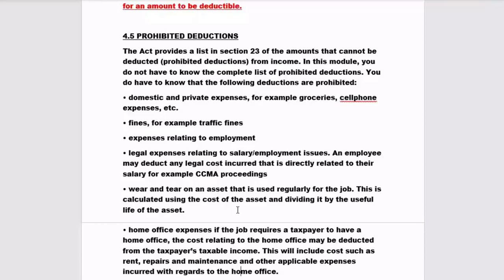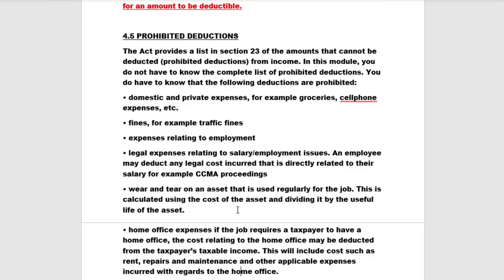So when you pay that lawyer for your court case because an employer failed to comply with some sort of disciplinary process, obviously that would not be deducted as part of your expenditure in terms of carrying on a trade. Then there is the wear and tear of an asset that is used regularly for the job. This is calculated using the cost of an asset and dividing it by the useful life of an asset. I think we're going to have a few of those transactions or examples when we do Learning Unit 6, if I'm not mistaken.